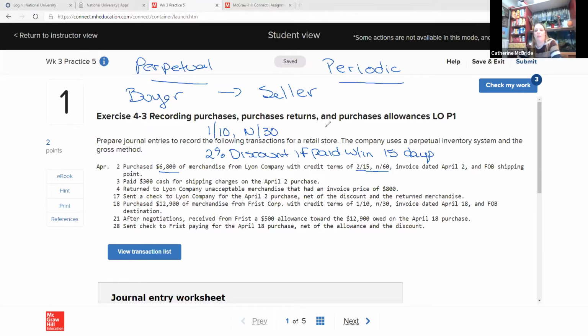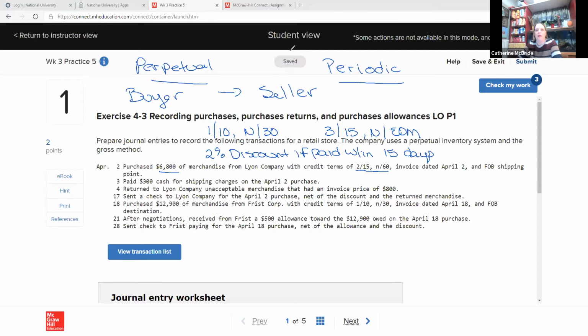It could be 3/15 EOM. This is a new one for you, EOM. This is really hard to record in accounting. So 3% discount if paid within 15 days, everything's due by the end of the month. So that's a discount, and it's offered to encourage the purchaser to pay more quickly to accelerate the cash flow. Make sense? Okay.